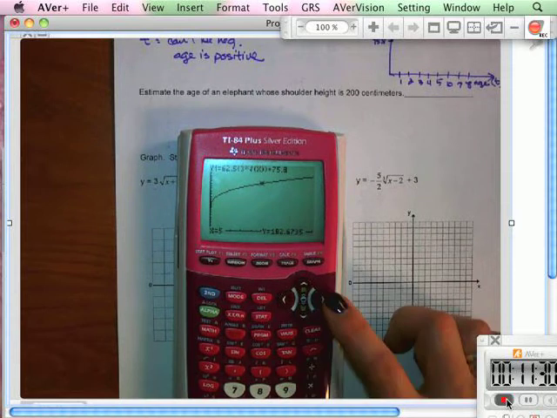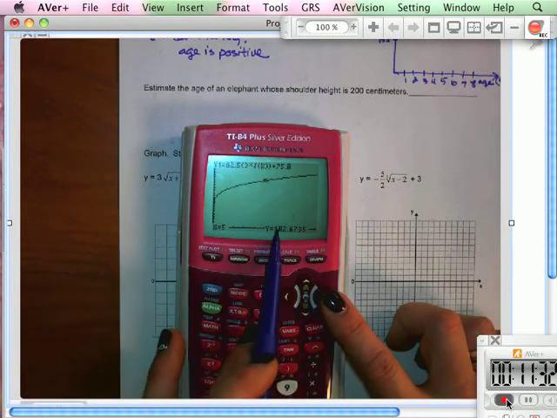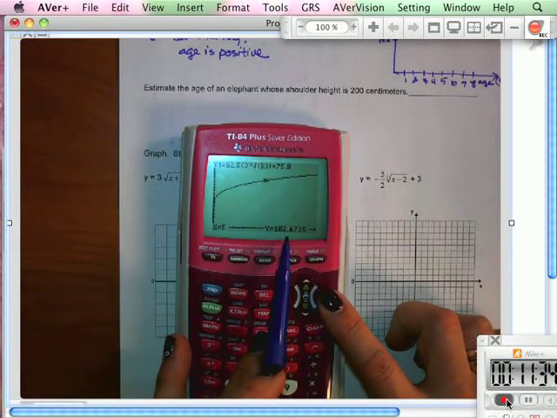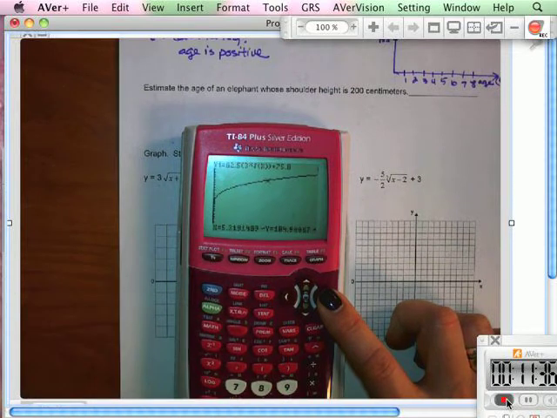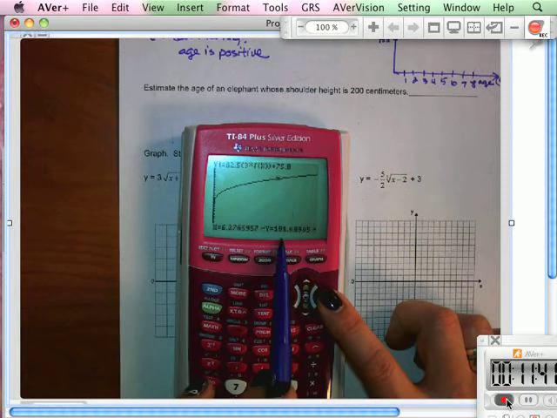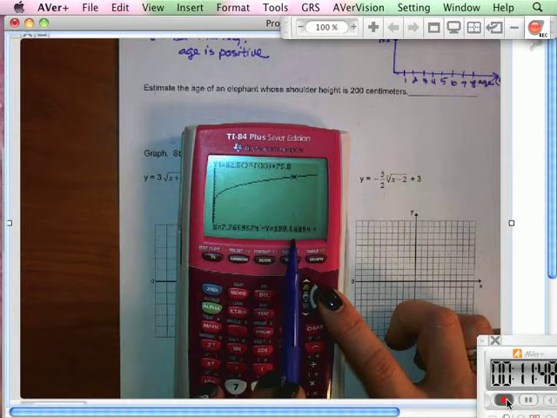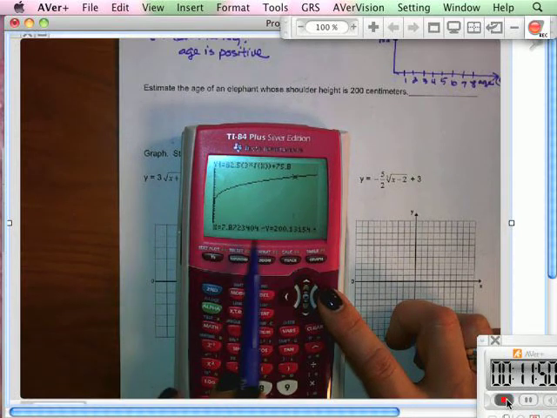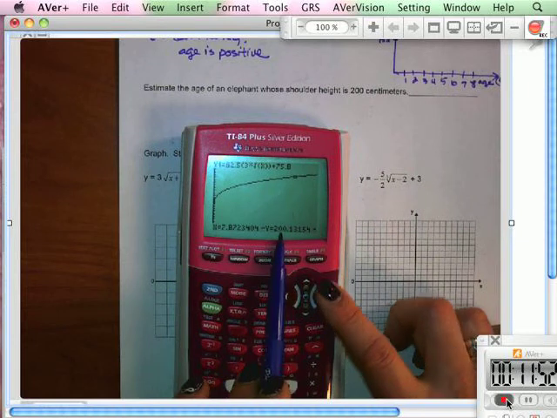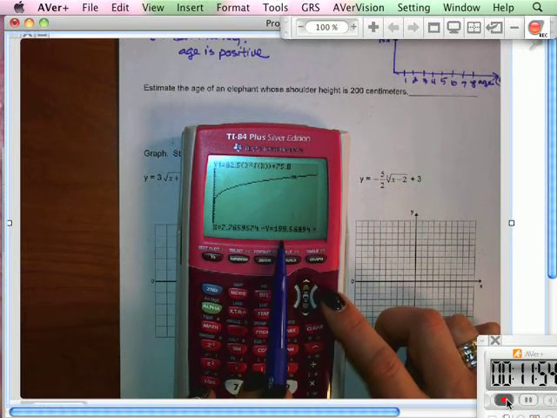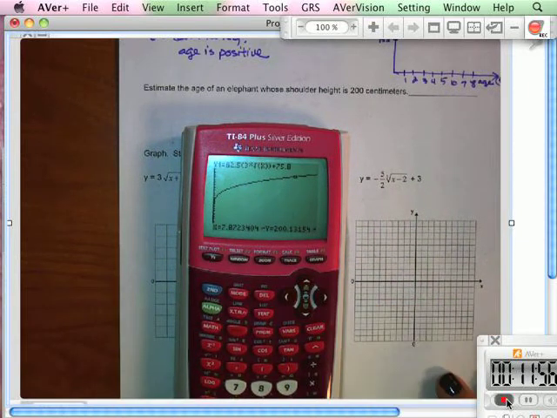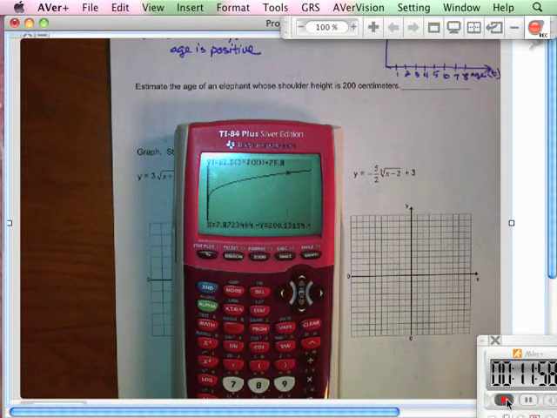Right now I'm at an age of 5 and a height of 182. So I'm going to go over until I get to a height of 200. Getting close, getting close. 199, 199.56. There it is. I'd say it's that one. That one is closer than that one, correct? You see it? So at what age is this elephant when it reaches 200 centimeters? About, we're estimating.